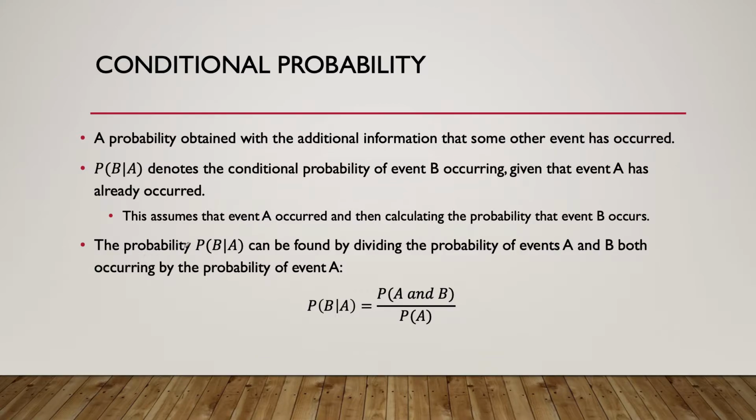So the probability of B given A can be found by dividing the probability of events A and B both occurring by the probability of event A. So the probability of B given A is equal to the probability of A and B divided by the probability of A, which basically is just a reworking of that multiplication formula by moving the probability of A over.